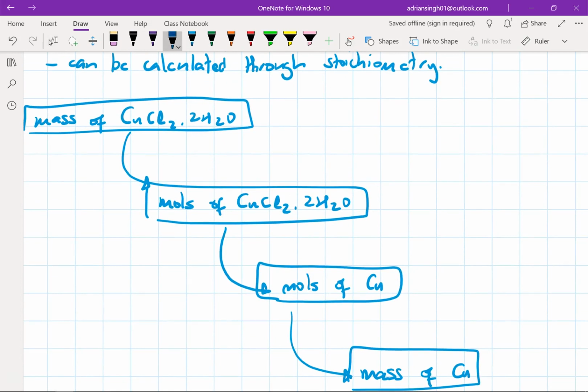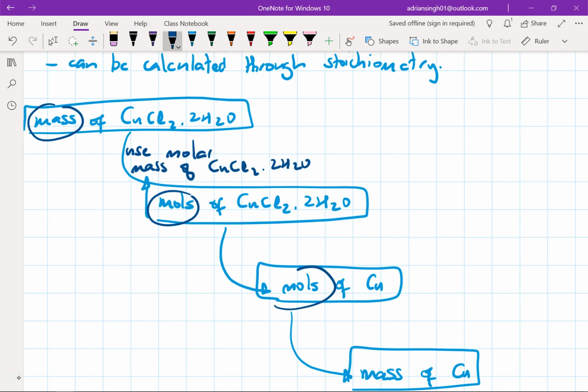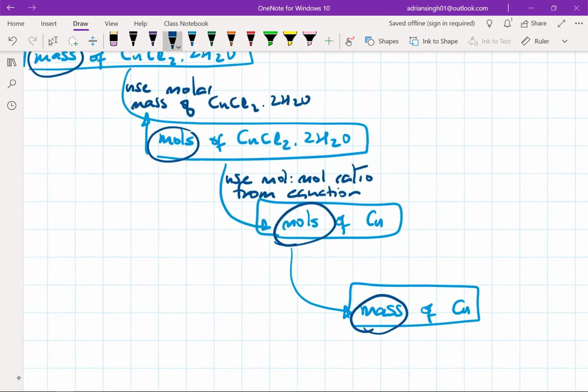All right, and each of these steps involves a conversion factor. To get from mass of copper chloride to moles of copper chloride, we're going to use the molar mass of CuCl2·2H2O. To get from moles of copper chloride to moles of copper, we're going to use the mole to mole ratio from the balanced equation. And then finally, to get from moles of copper to mass of copper, we're going to use the molar mass of copper.